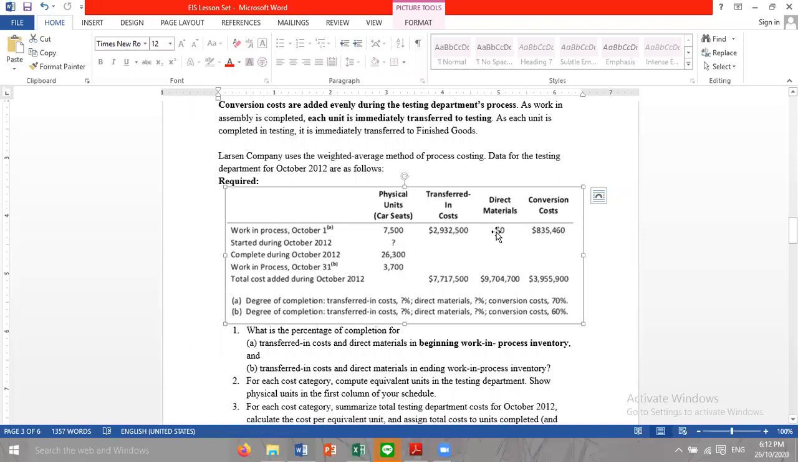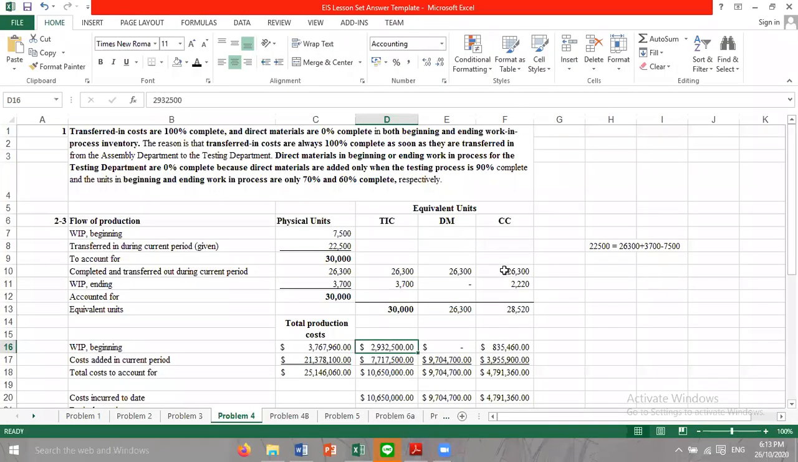Since direct materials is added at 90%, but beginning work in process is just 70% done, there's no cost yet as it's not added yet. Whereas the conversion cost is 835,460. Okay, it's here. Now, if you sum them up, we'll get a total production cost of 3,767,960 for work in process beginning.